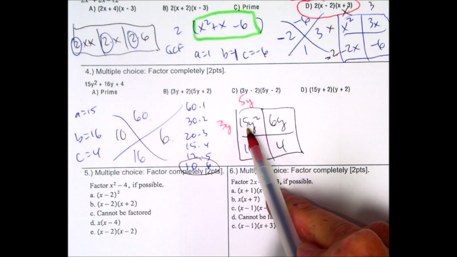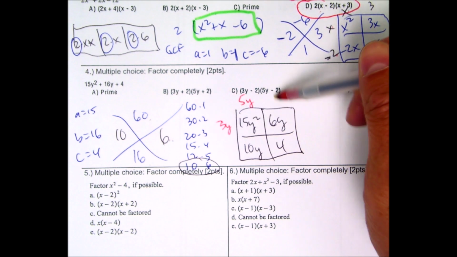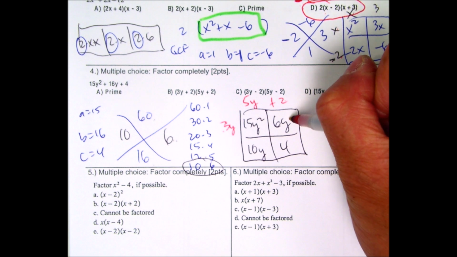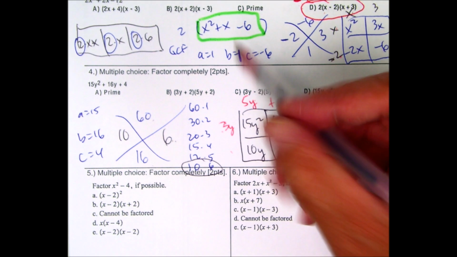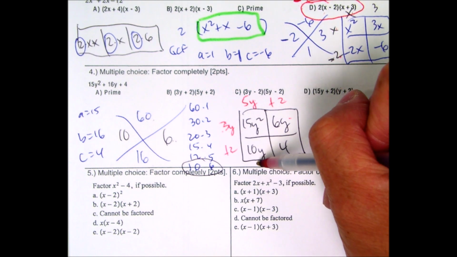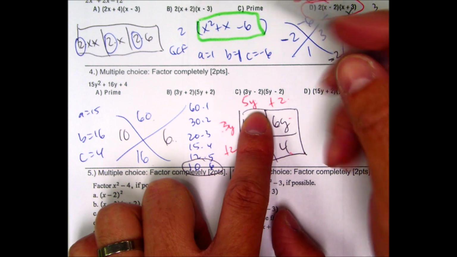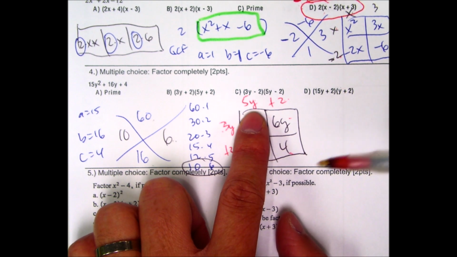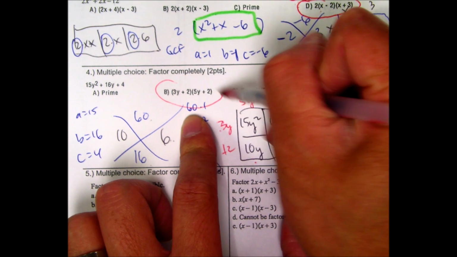Right? 3 goes into 15. 3 goes into 6. So 3y times something equals 6y. That'll be a positive 2. 2 times 3y equals 6y. It's like a multiplication table. 5y times 2 will give me 10y, and 2 times 2 gives me 4. So my factors are 5y plus 2 and 3y plus 2. My answer is B.